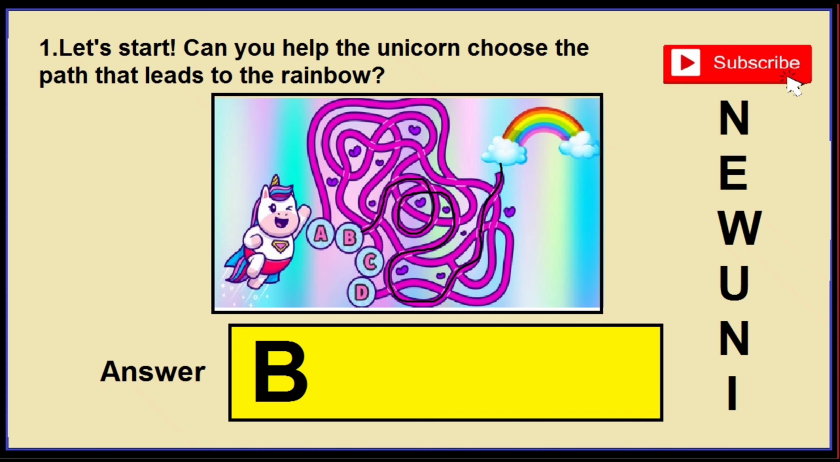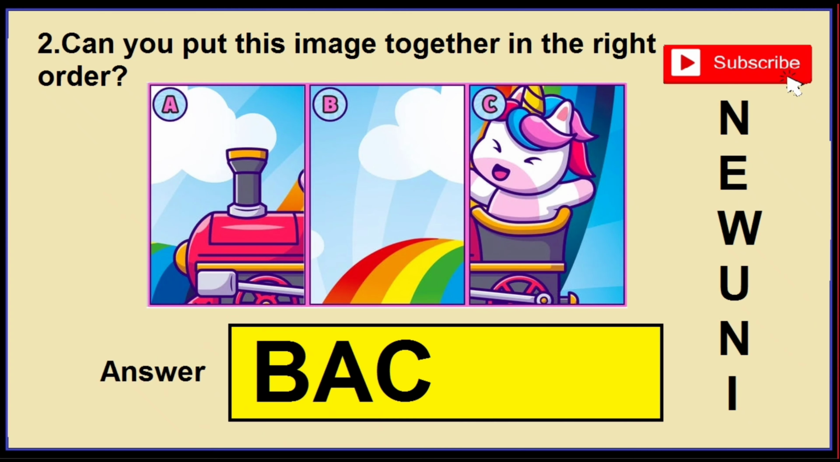The first question answer is B. Since you can see that B is connecting to the rainbow, the correct answer for question number 1 is B. So just click B for question number 1. Now for question number 2, the correct answer is BAC. Since you can see that BAC is the correct order of the images, click BAC.